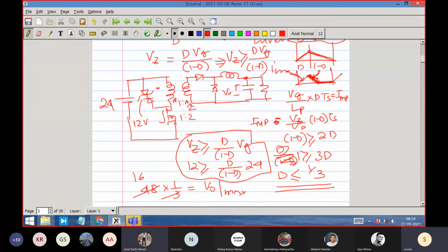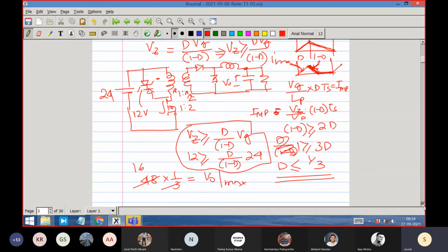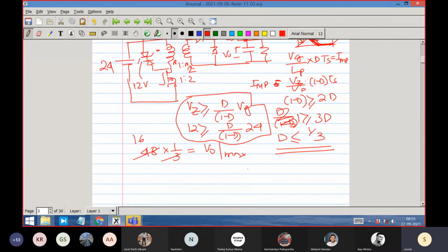If D is greater than 1/3, will the system work in continuous mode? No, the system beyond that will not work. Continuous mode happens just at D equal to 1/3. If you go beyond 1/3, this magnetic circuit will be unsaturated and will keep on building. The current will not look like that; it will look like this. Just at D equal to 1/3, it will come back like this.